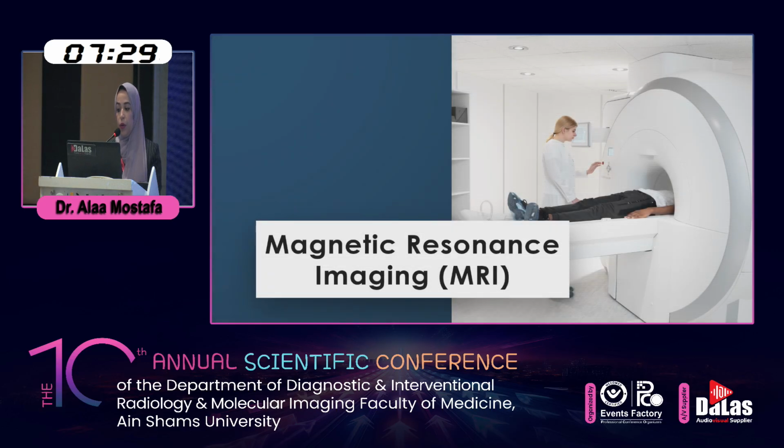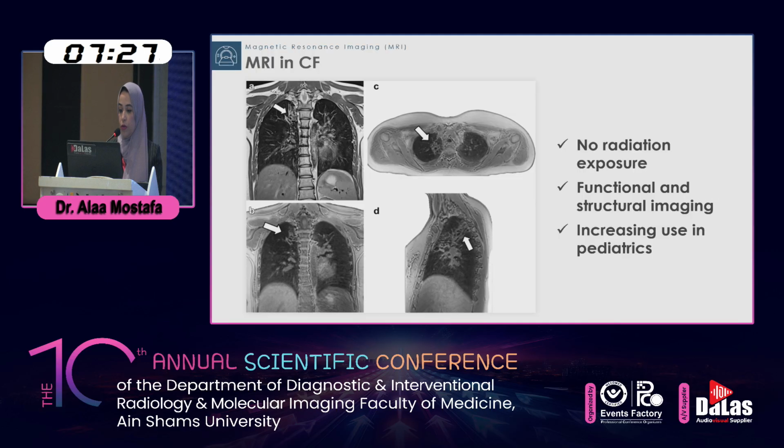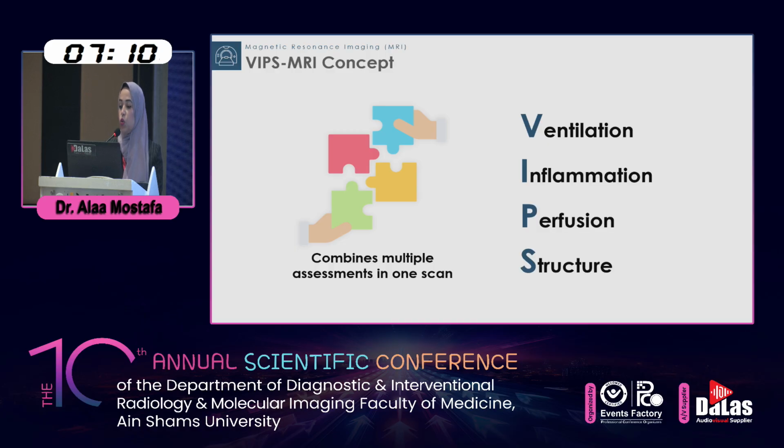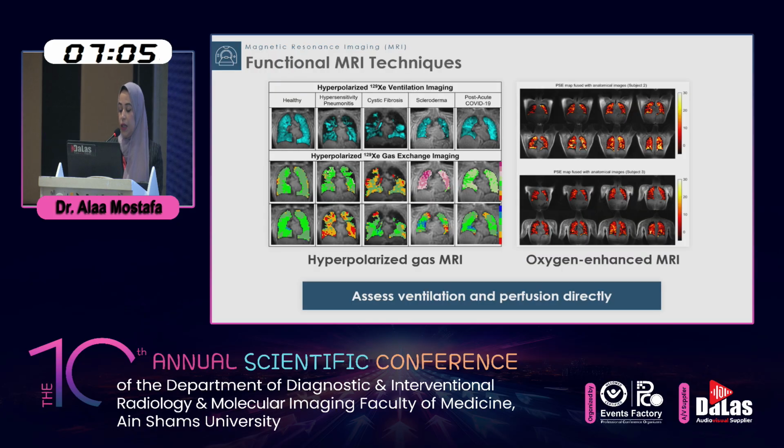Now, we will talk about the MRI role in cystic fibrosis. MRI offers radiation-free imaging and can assess both structure and function. It's gaining popularity, especially in pediatric cystic fibrosis care. VEPS MRI combines ventilation, inflammation, perfusion, and structure into one scan. It provides a comprehensive view of lung health. Techniques like hyperpolarized gas and oxygen-enhanced MRI allow us to assess ventilation and perfusion directly without radiation.